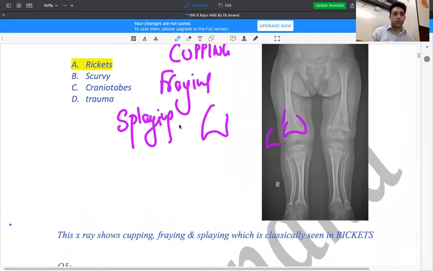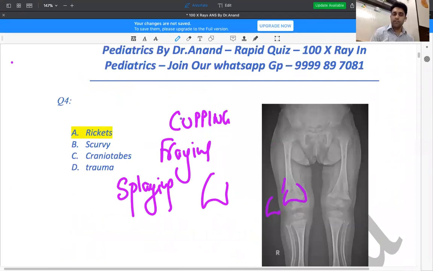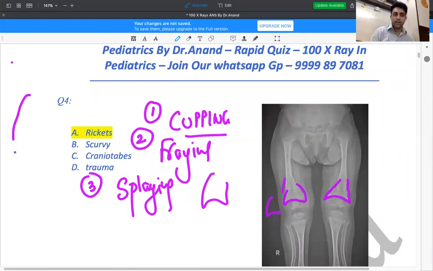Yeah, cool. So question number four was nothing but cupping, fraying, and splaying appearance. This cup saucer shaped is the cupping, and splaying, very important. See, if X-ray is there, cupping will be like cup shape. This concavity, like a saucer shape, like a cup shape, that is known as cupping.